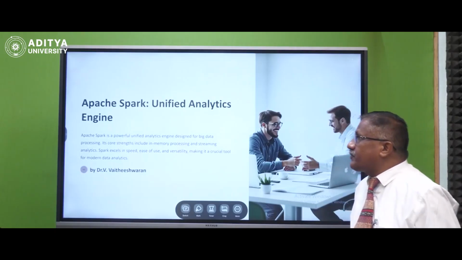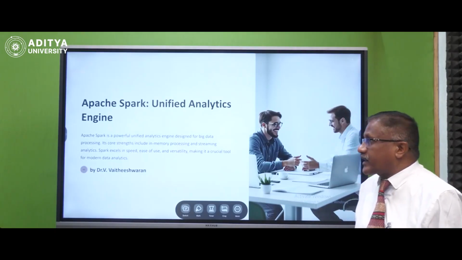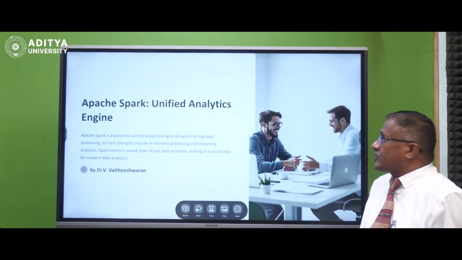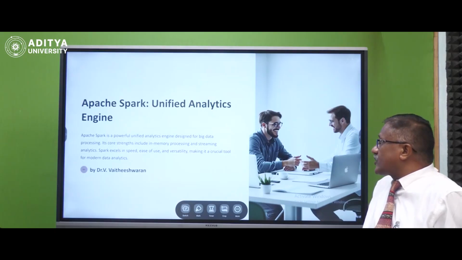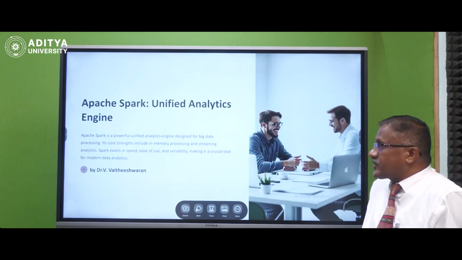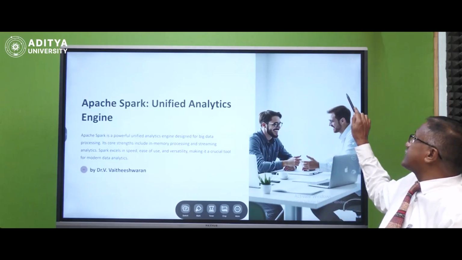Apache Spark, the second topic of today, is a unified analytics engine. It is a powerful engine designed for big data processing. Its core strengths include in-memory processing and streaming analytics. Spark excels in speed, ease of use and versatility, making it a crucial tool for modern data analytics.